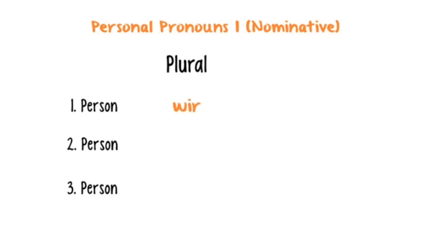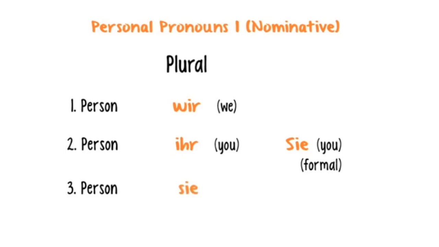Now let's continue in the plural form in the first, second, and third person. In the first person we have the word wir, which is equivalent to we. In the second person we have the word ihr, which means you. Also here in the second person plural we have the formal form of you, which is sie as well. And in the third person plural we have the word sie, which means they. Maybe you already noticed that the word sie is used for both she and they. Therefore you have to figure out the difference from the context. And also the formal form of you in the singular and plural form, sie, is always capitalized. Wir, ihr, sie, sie.